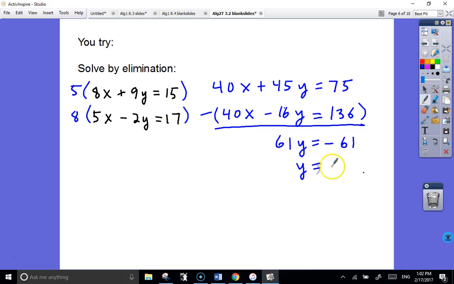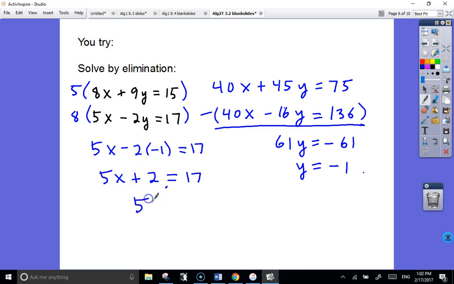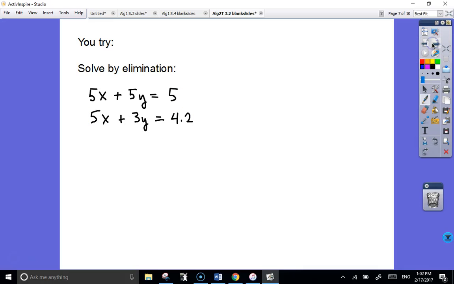Y equals negative 1. Okay, and then we've got to come over here and solve for the other. 5x minus 2 times negative 1 equals 17. 5x plus 2 equals 17. 5x equals 15, and x equals 3. So there you go. 3, negative 1. All right, let's see what's next. Okay, let's try that one.